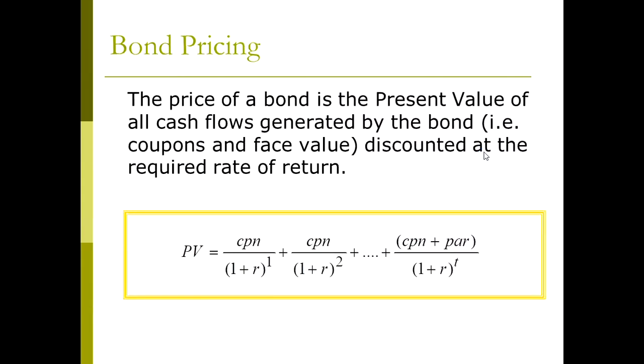Okay, so how much are you willing to pay for the bond? Well, you need to calculate the present value of all future cash flows. In a bond, the future cash flows are the coupon payments in each period, plus the final face value. So if you like a formula, this is the general formula to calculate the bond price. And the R is the discount rate, or you can call it yield to maturity.